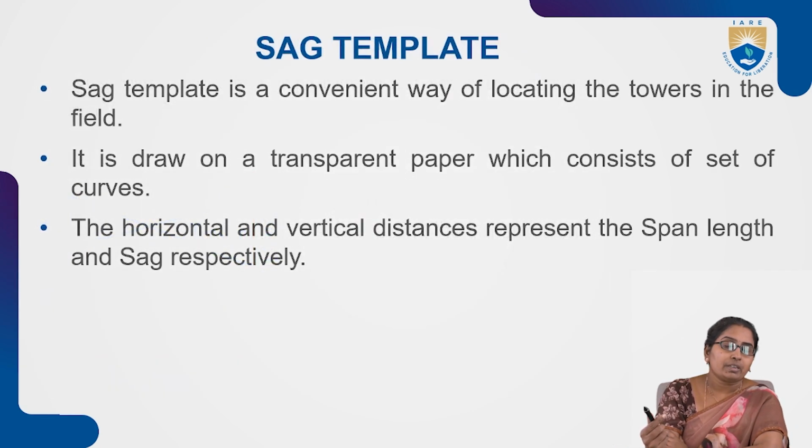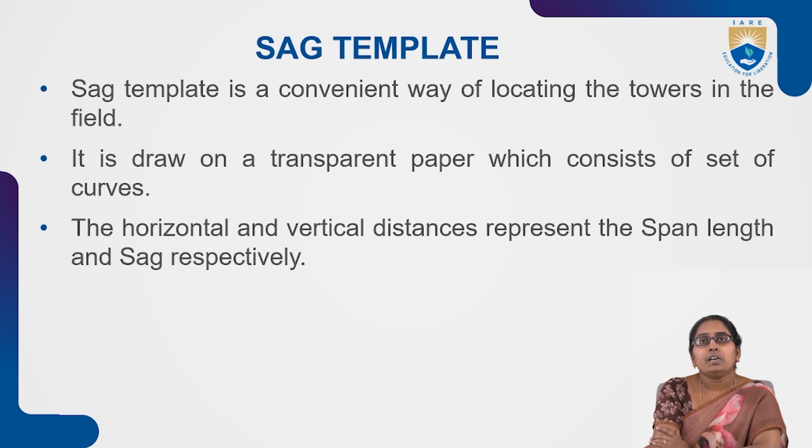Next, sag template. What is meant by sag template? First, a sag template is a convenient way of locating the towers in the field. It is drawn on a transparent paper with a set of curves. The horizontal distance represents the span length, and the vertical distance represents the sag.